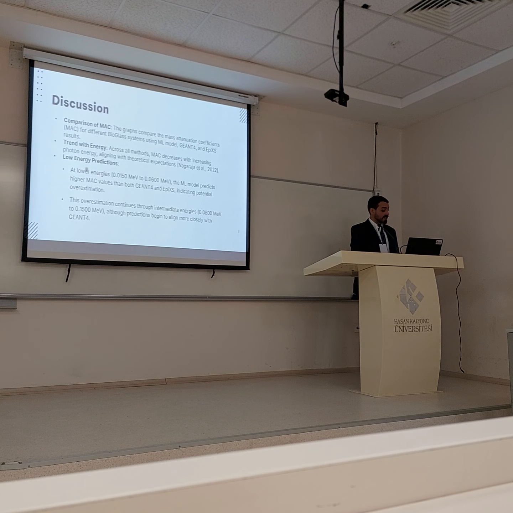Okay, now let's speak about the results. In low energies, we had higher errors than at other energies. The machine learning model predicts a higher mass attenuation coefficient than GEANT4, which is the golden reference, indicating a potential for sometimes overestimating. The overestimation also continues in intermediate energies from 0.08 megaelectron volt to 0.15 megaelectron volt, although the prediction is aligned more closely with GEANT4.